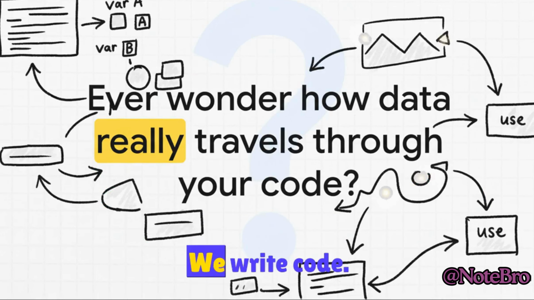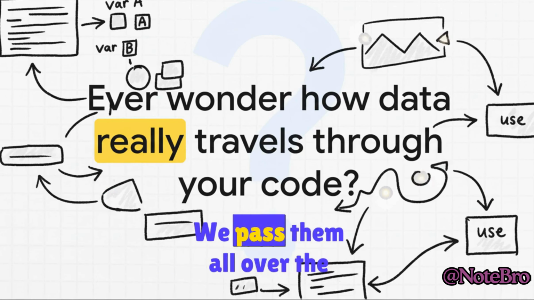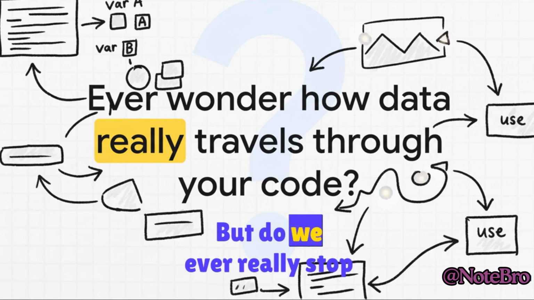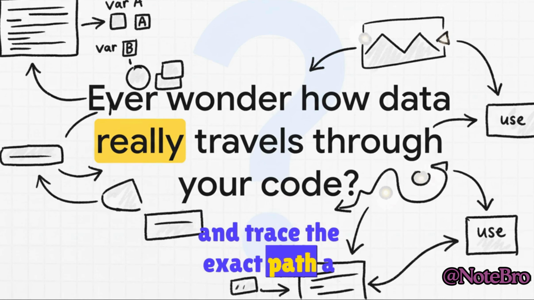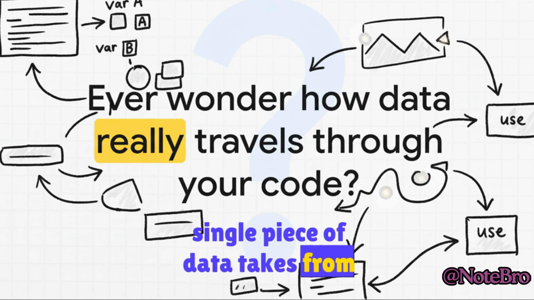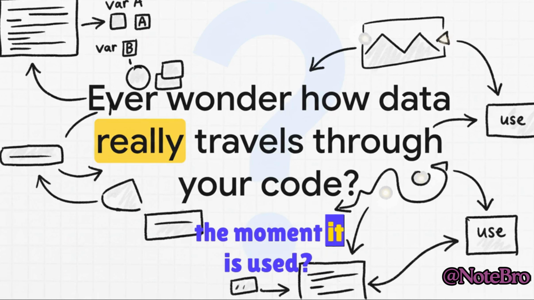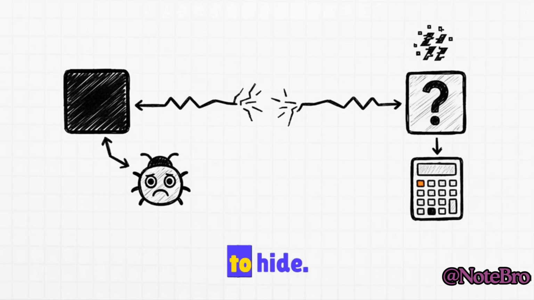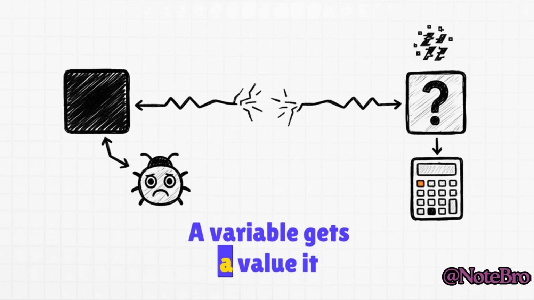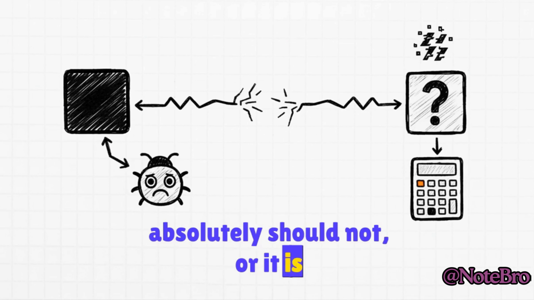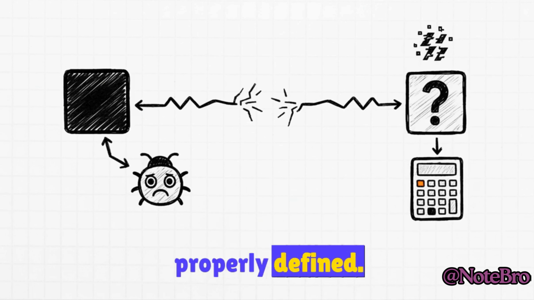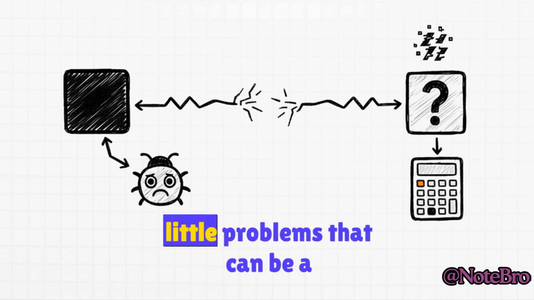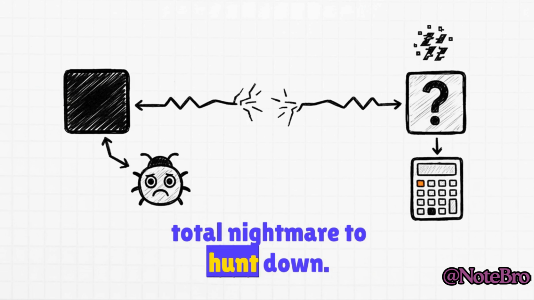Think about it. We write code, we declare variables, we pass them all over the place. But do we ever really stop and trace the exact path a single piece of data takes from the moment it's born to the moment it's used? Because if we don't, that's where the sneaky bugs love to hide. You know the ones. A variable gets a value it absolutely shouldn't, or it's used before it's even been properly defined. These are the kinds of frustrating little problems that can be a total nightmare to hunt down.